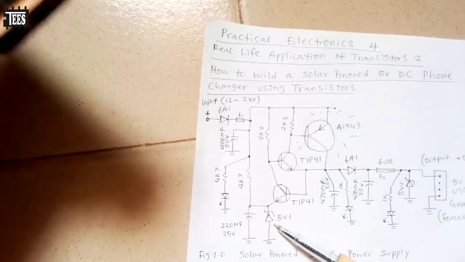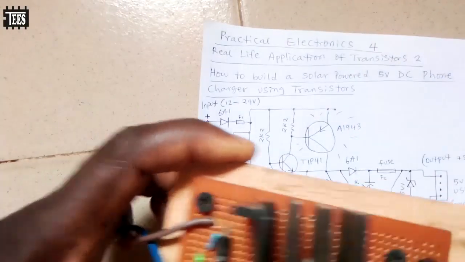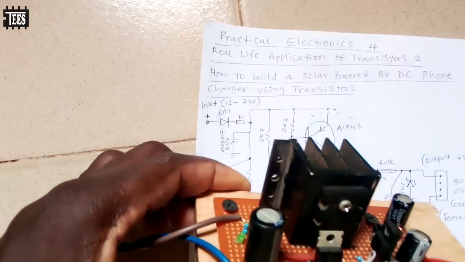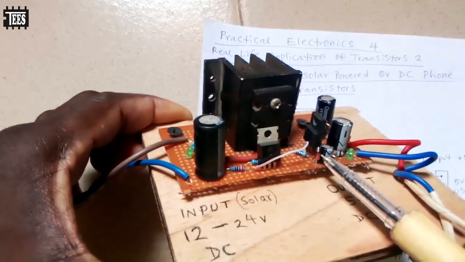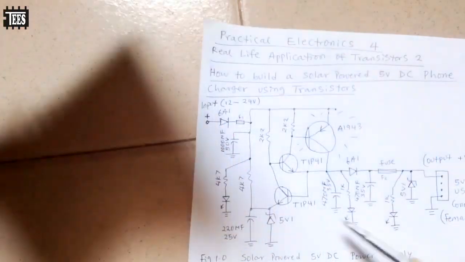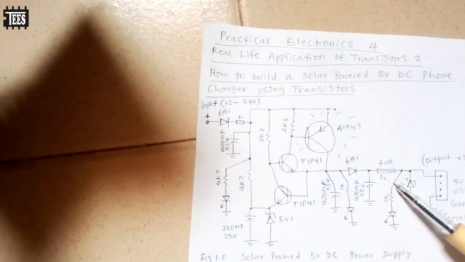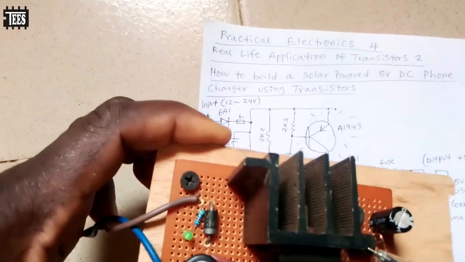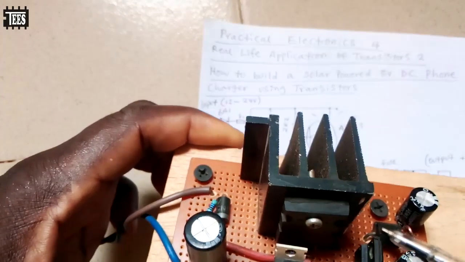We have Zener diode. This is Zener diode. Look at it down here. Look at it here. You have seen it. And then what other component again? We still have the second diode here. Look at it. I will explain why I put this diode here. What is the diode doing here?